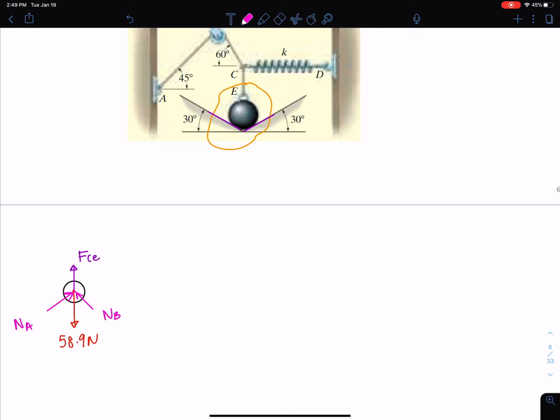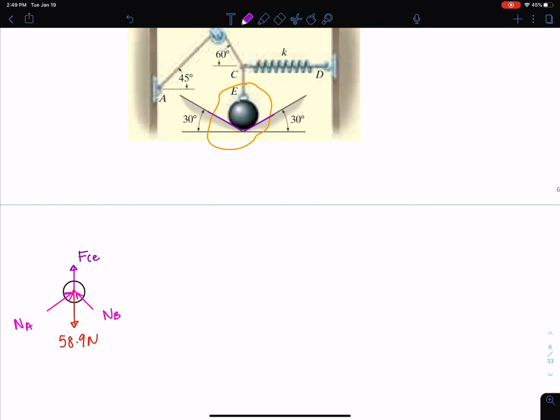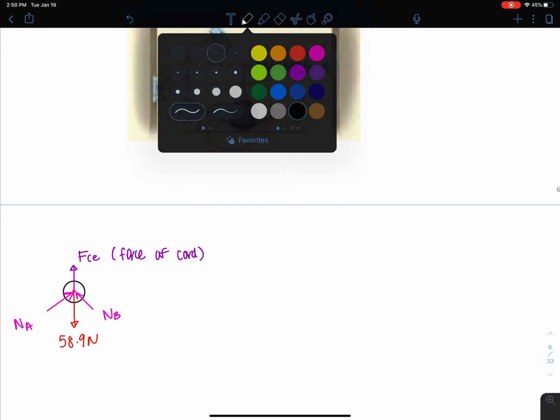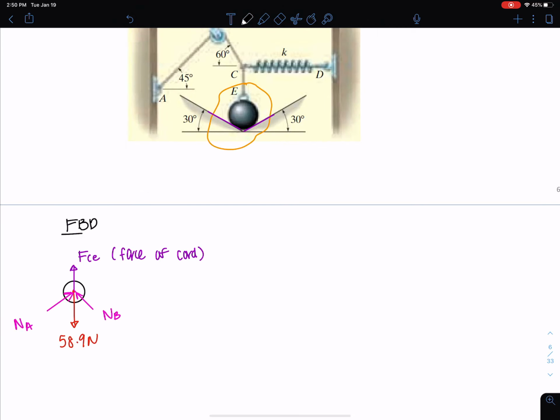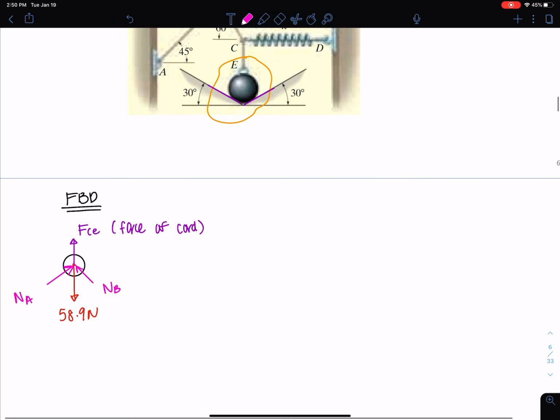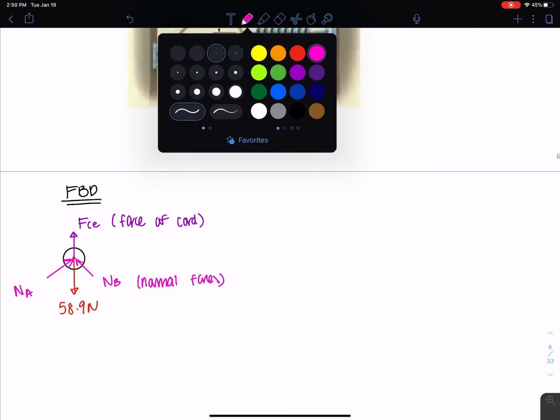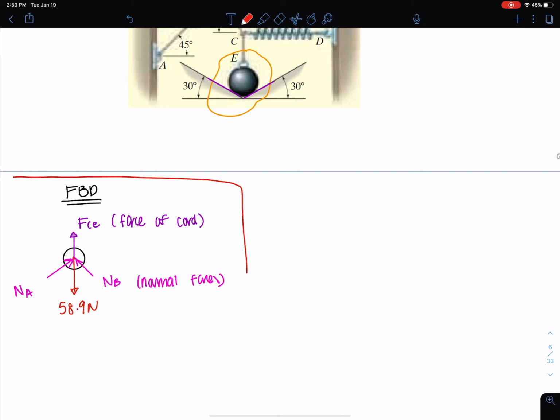And that's really it. So we have FCE. Again, FCE is the force of the chord acting on the sphere. You don't need to label these for your FBD. I'm just doing it this time because this is new for us. But you probably should put that we're drawing our FBD like this. And then, of course, the N is the forces of the smooth planes acting on the sphere. So these are the normal forces. And then our 58.9 is the weight or gravity acting on the sphere. Okay, so this is our answer for the FBD of the sphere.